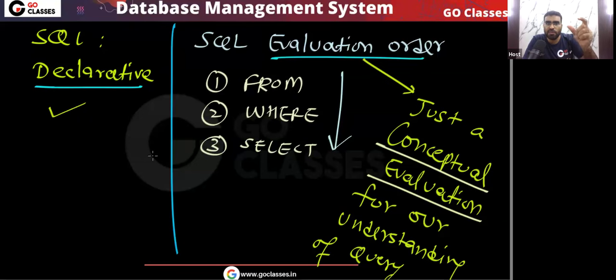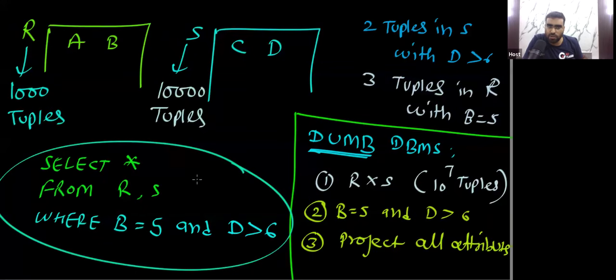The DBMS software first will parse the query. When you run this query, first the DBMS will check whether this is valid or not. Then it will convert this SQL query to a relational algebra query. Then the relational algebra query will be efficiently optimized. So let me tell you, internally something like this will happen: this SQL query will be converted to a relational algebra query.